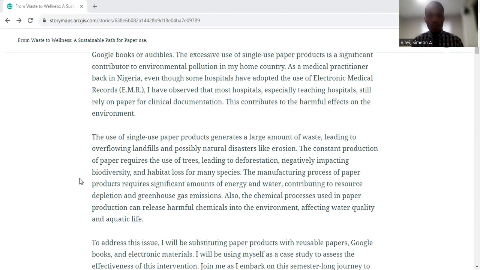That's one. And also the manufacturing process of paper products requires a significant amount of energy and water, and this in itself can contribute to resource depletion and greenhouse gas emission. All right, so the chemical process that is used in paper production can also release harmful chemicals into the environment, and this can affect water quality and aquatic life.